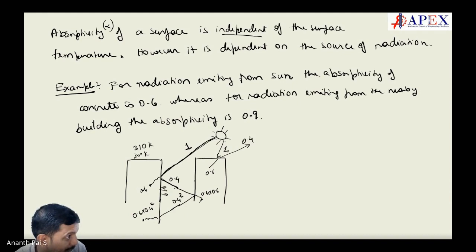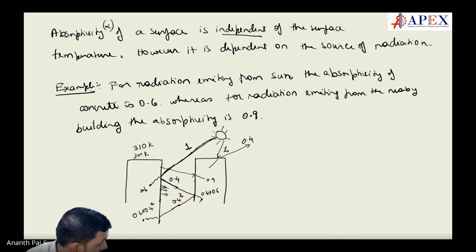But then because of the absorption, the temperature increases, and then it emits radiation. That emitted radiation, if it falls on this, it absorbs 0.9, of the material which is emitting it. This is very important. Okay? Sorry. Next, Kirchhoff. Explain it again, I did not understand.